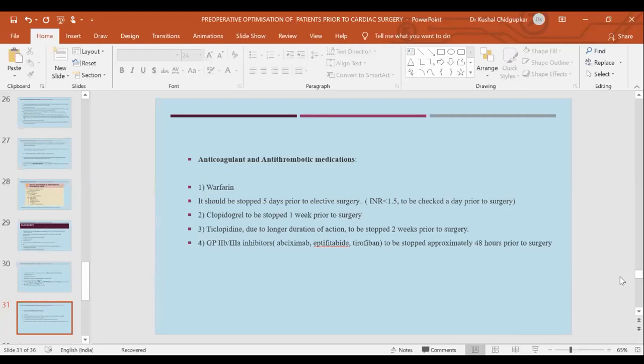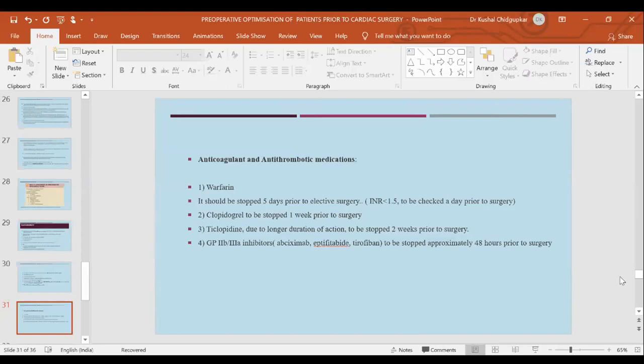But what should they be replaced with? Will you just discontinue them? Heparin, sir. Tell me, which type of heparin? And when would you discontinue that? So we use a bridging therapy for the patient when we discontinue these medications. So the bridging therapy is given by low molecular weight heparin.